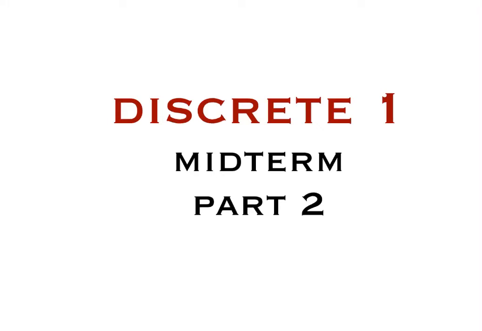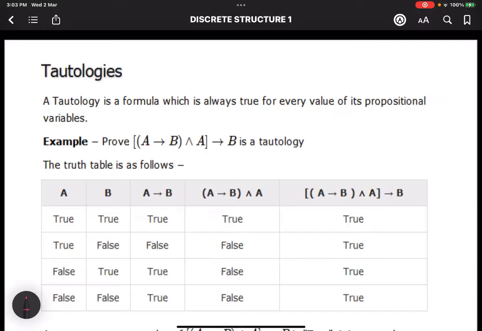We will go now with our part 2, midterm, discrete 1. Okay? So, we will discuss tautologies.